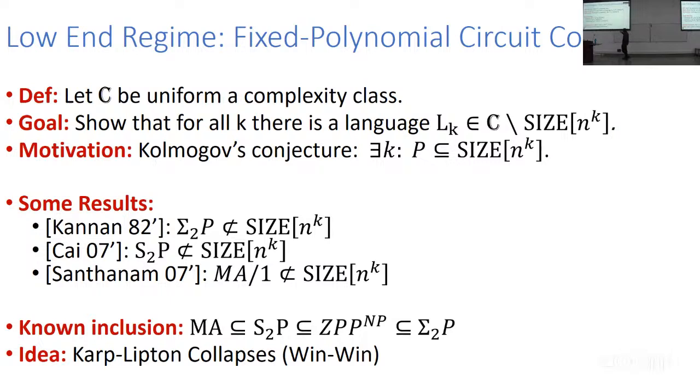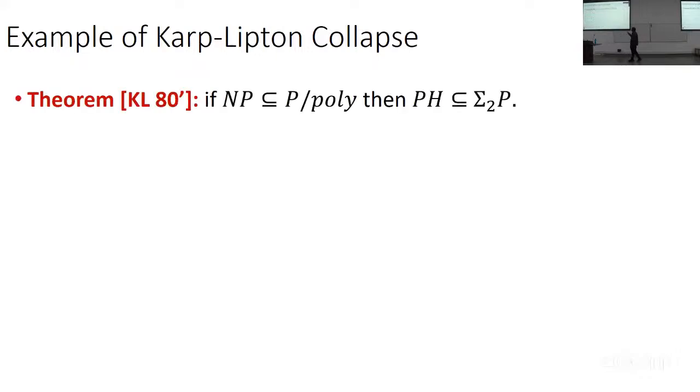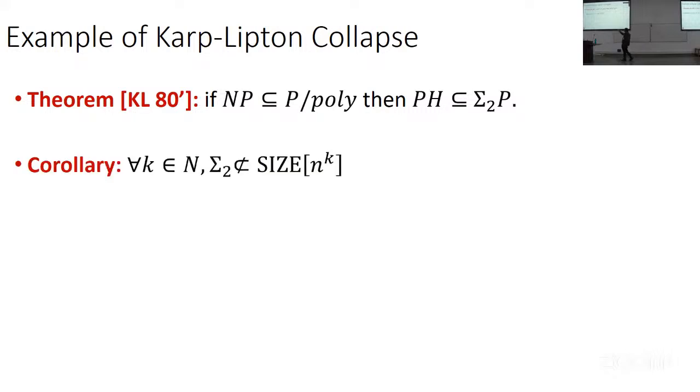All these results follow from the Karp-Lipman collapses, which is this win-win argument. I'll give you an example. Okay. So there's this Karp-Lipman theorem that tells you that if NP is contained in P/poly, so there is some kind of fast non-uniform algorithm that solves SAT, then the polynomial hierarchy collapses to the second level. This is a known result. So let's see how this gives us lower bounds. Let's prove Kannan's theorem.